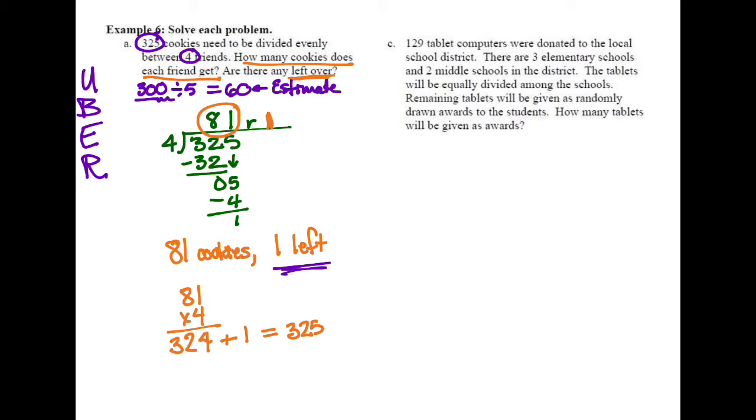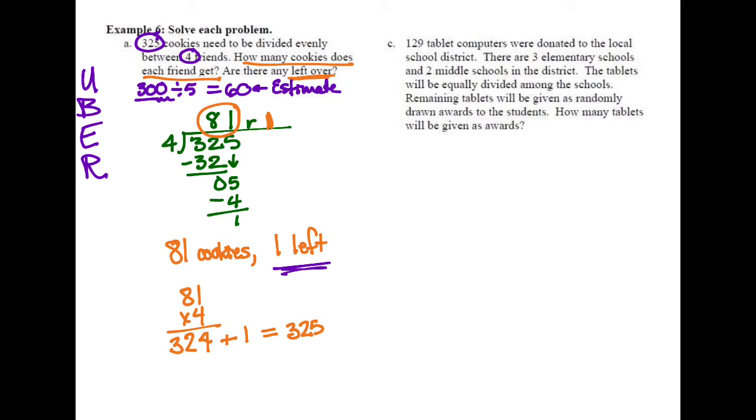Okay, 129 tablet computers were donated to the local school district. There are 3 elementary schools and 2 middle schools in the district. The tablets will be equally divided among the schools. Remaining tablets will be given as randomly drawn awards to the students. How many tablets will be given as awards?